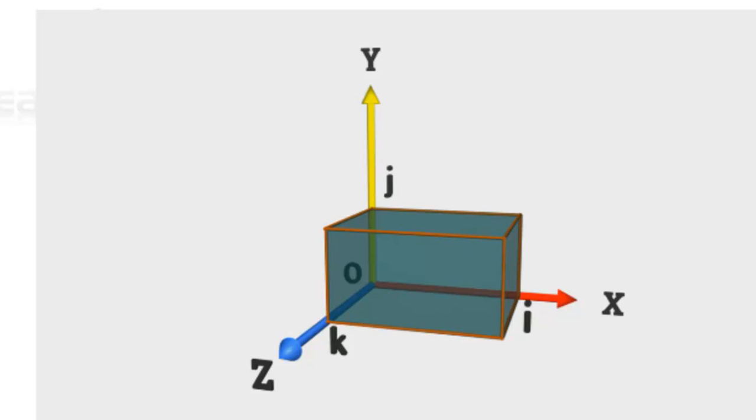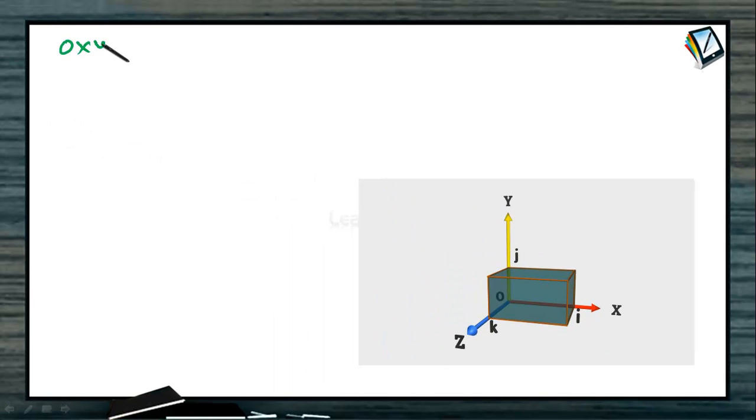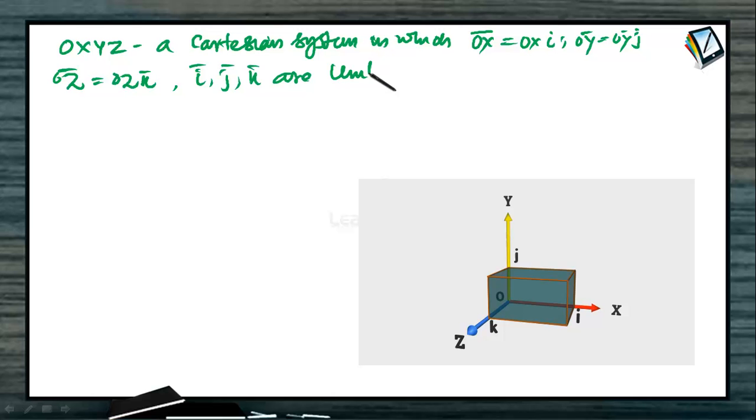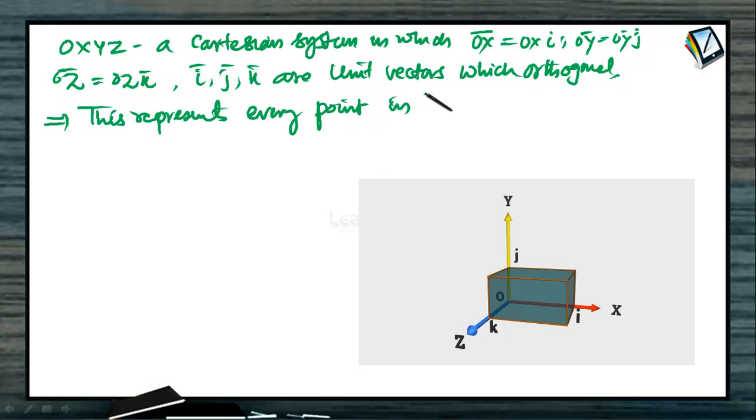Now this is a rectangular Cartesian system O, X, Y, Z in which OX bar is along OX into i bar, OY bar is along OY into j bar, and OZ bar is along OZ into k bar. i bar, j bar, k bar are unit vectors which are orthogonal, that is mutually perpendicular. Hence this represents every point in terms of a vector with components.